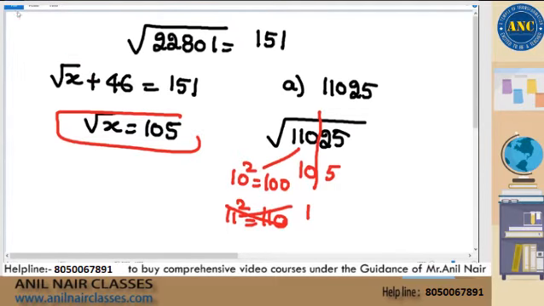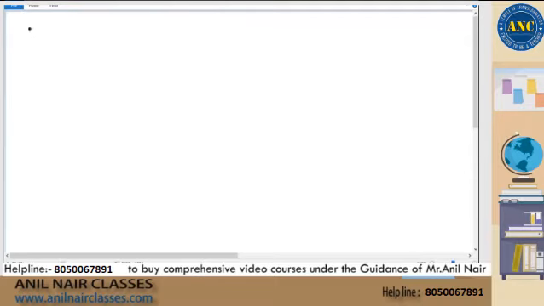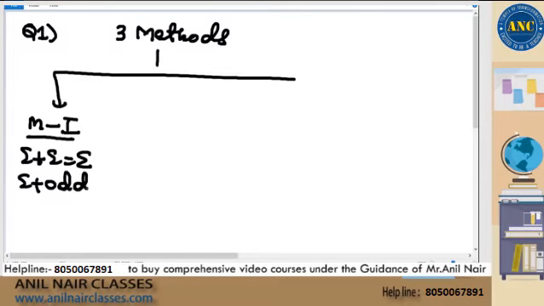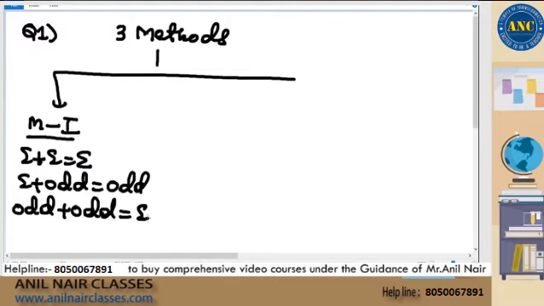Question number 1. Listen carefully. I discussed this question in 3 methods. Again I am explaining. Method 1 is: even plus even is even, even plus odd is odd, odd plus odd is even, odd plus even is odd. Very, very important. If you know it, after some problems you will find it very, very easy.